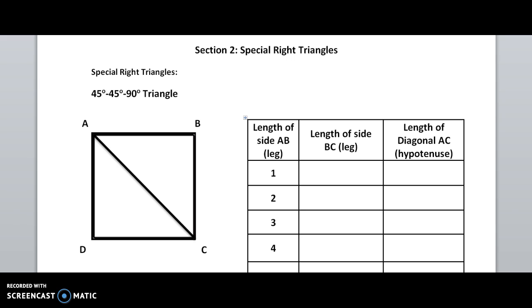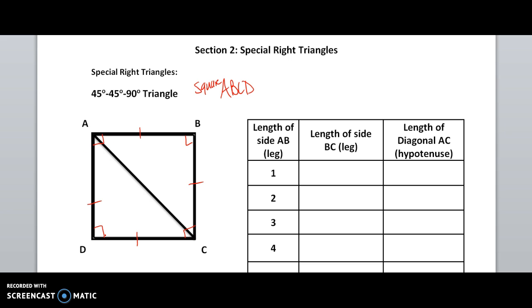Okay. So first of all, there's 2 types of special right triangles. We've talked about different types of triangles, but these are right triangles, and they're special because they have a unique pattern. So the 45, 45, 90, we're going to find this from a square. So if ABCD is a square, we know that all 4 sides are congruent. We also know that all 4 angles are right angles. Okay, so it's important to know.